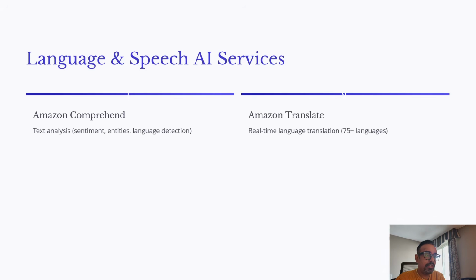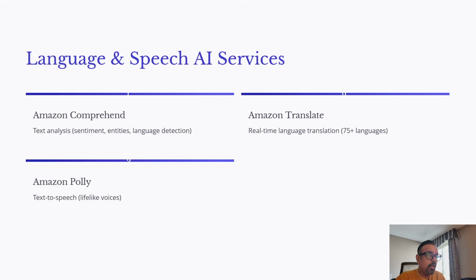Amazon Translate provides real-time language translation across 75 plus languages. It translates text while preserving context and meaning, making it perfect for localizing applications, translating user-generated content, or enabling cross-language communication. Amazon Polly converts text to speech with lifelike voices.